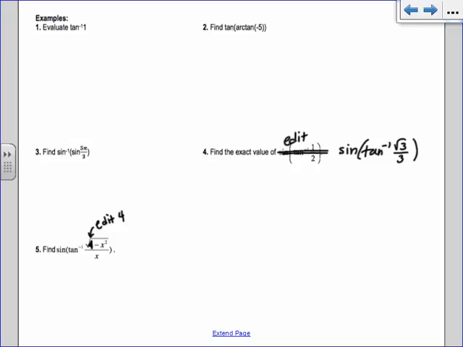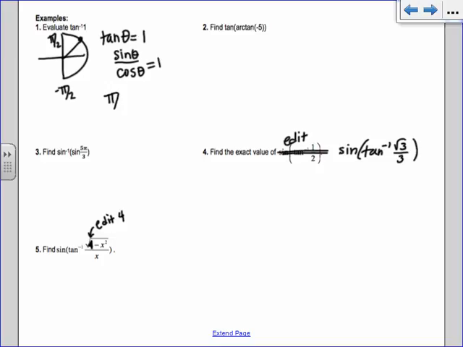Okay, so if I have inverse tangent of 1, tangent is restricted to the right side of the unit circle. I'm thinking of this as tangent of some angle equals 1, and the angle is on negative pi over 2 to pi over 2. So where is tangent equal to 1? It's equal to 1 when sine over cosine is equal to 1. In other words, sine equals cosine right here. So it's at pi over 4. So pi over 4 is our answer.